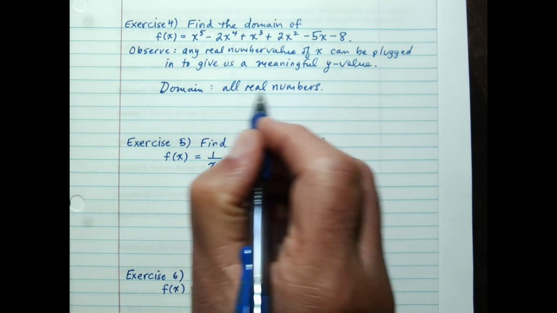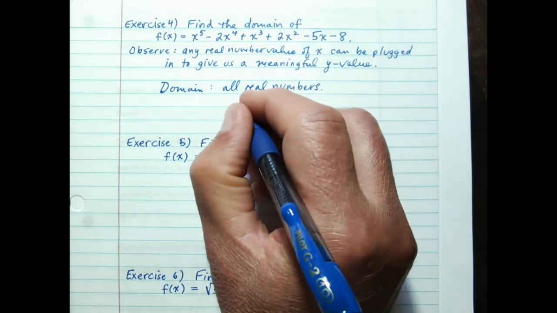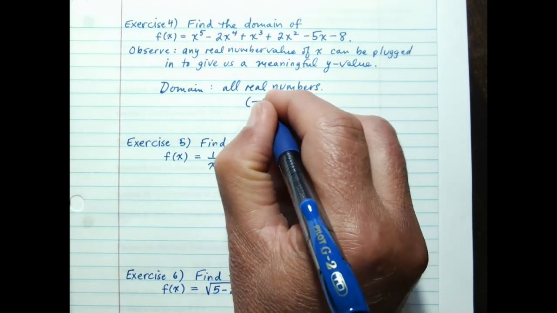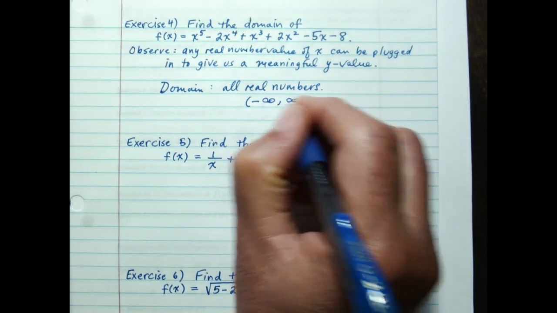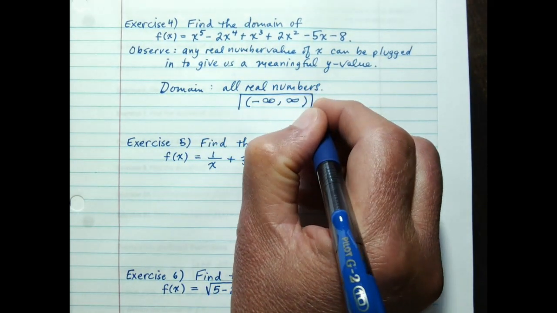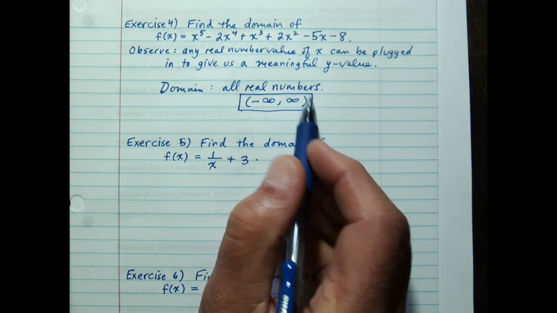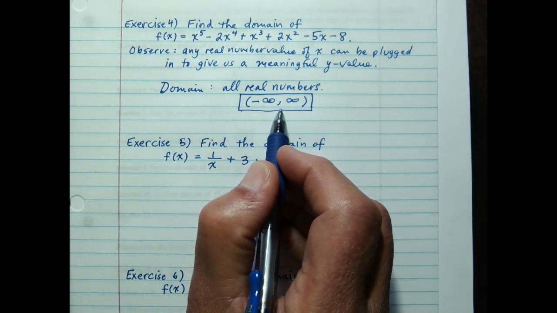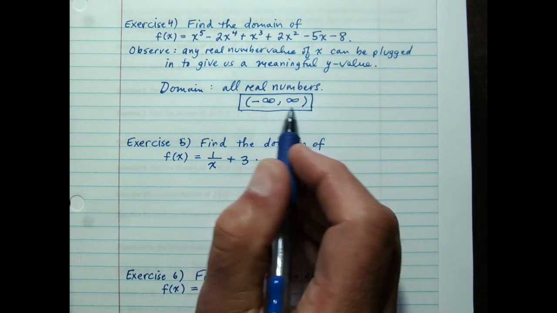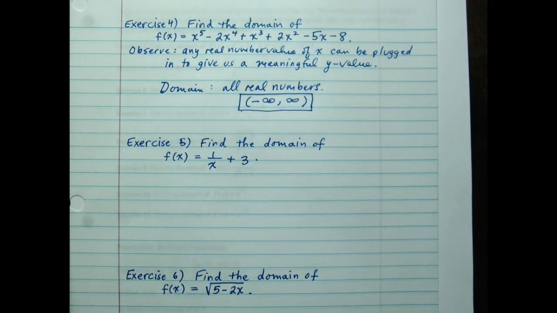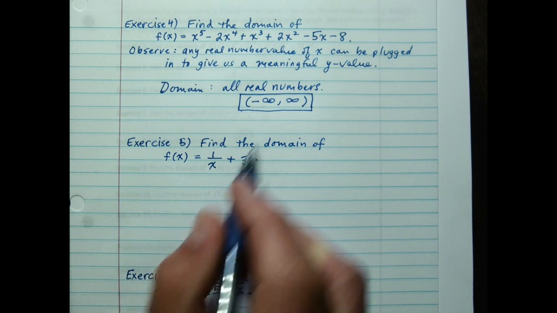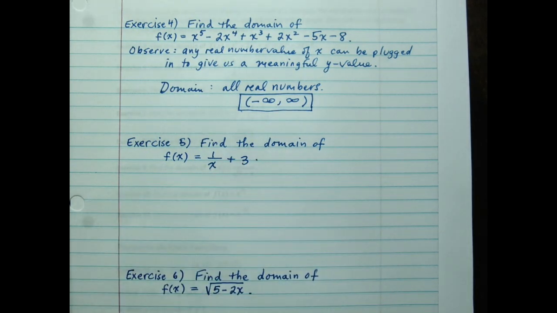Now, I want you to be able to write this answer in interval notation. So in interval notation, we're going to write parentheses, minus infinity, comma, infinity, parentheses. It's not wrong to write the domain in words, but we want to get used to using interval notation here. So the preferred answer is in the box. I would accept words. If you're really stuck with interval notation and you write a domain explanation out in words, I would never mark that wrong if you state it correctly. But I want you to try to always write your answers with interval notation.